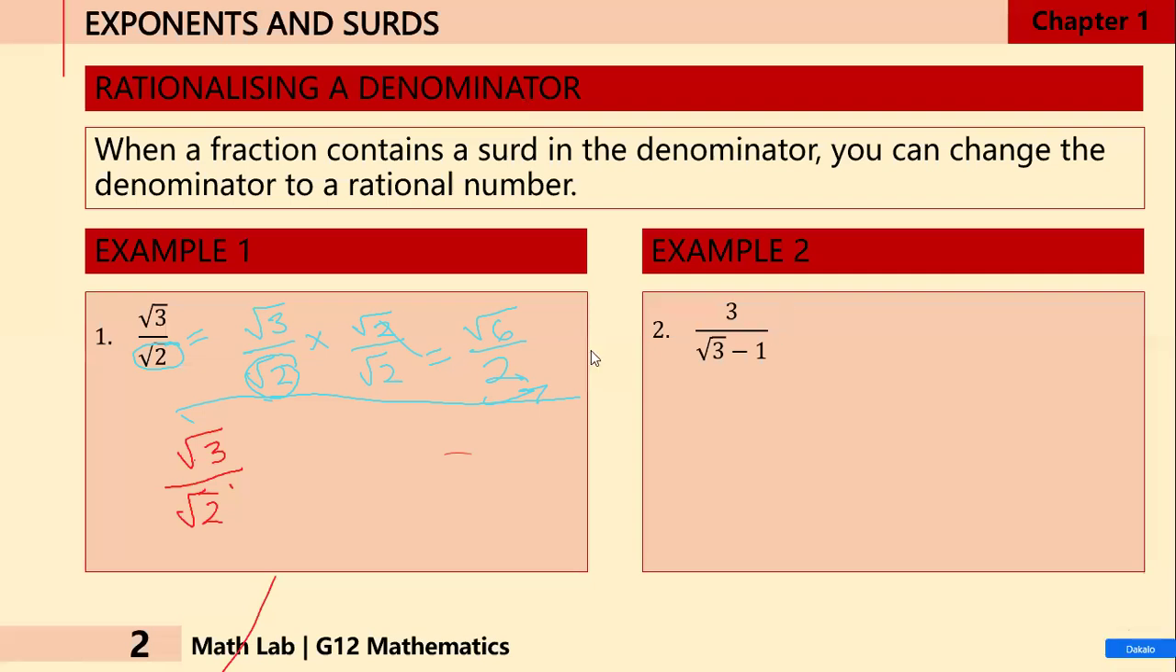All right. So we want to rationalize this root 3 over root 2. So how do we do that? We say equals to. Our denominator is root 2, the one we want to rationalize. So we will say root 3 over root 2 multiply by root 2 over root 2. The reason why we choose to multiply with root 2 over root 2 is because we want to rationalize our denominator, which is root 2.